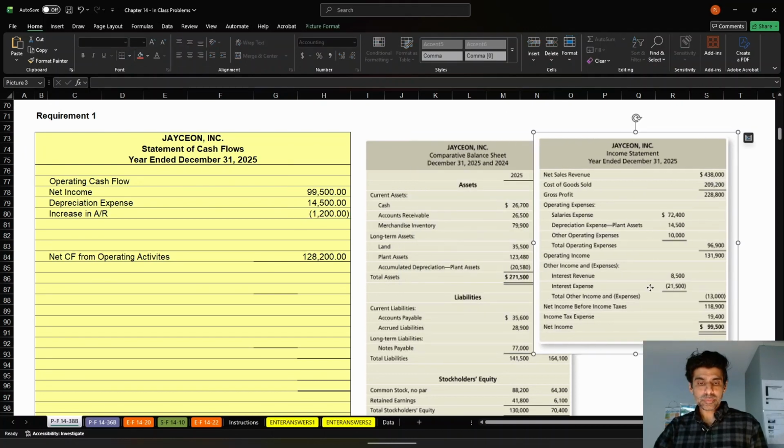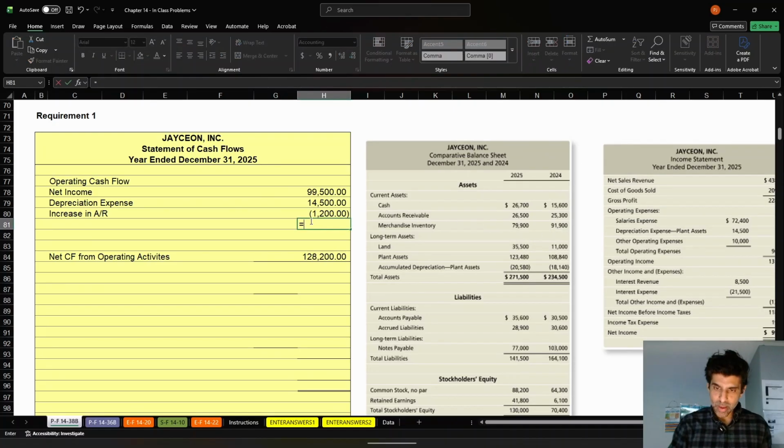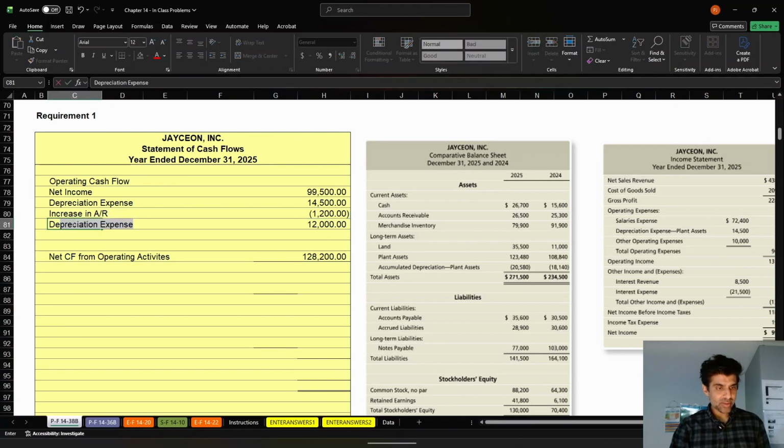Okay. We'll do the same thing for inventory. So we see that we have a decrease in inventory of, I'll just do the math here, 91,900 minus 79,900. So again, this is an increase, or sorry, a decrease in merchandise inventory. And so that is going to be the opposite of this. They're both current assets. An increase in accounts receivable is a negative adjustment. A decrease in inventory is a positive adjustment.